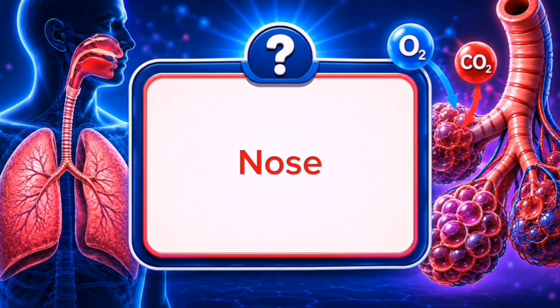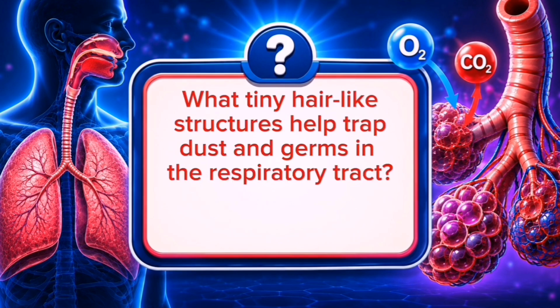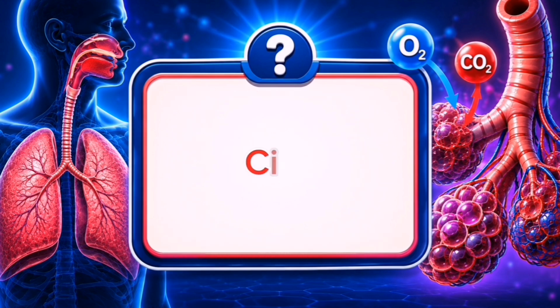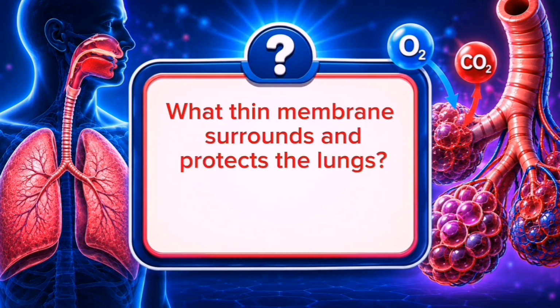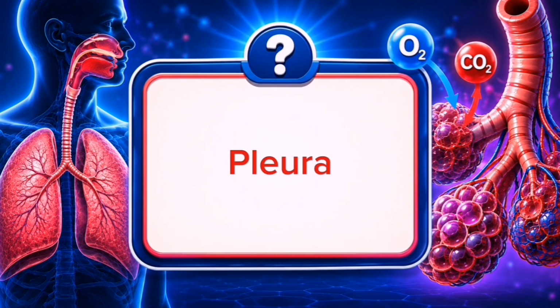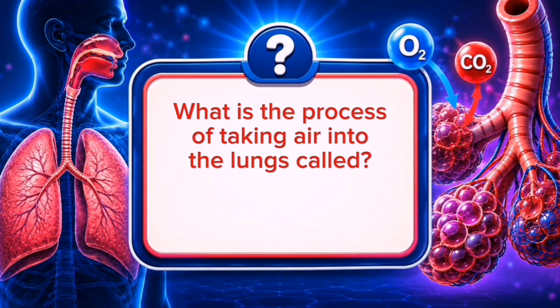Answer: nose. Question 10. What tiny hair-like structures help trap dust and germs in the respiratory tract? Answer: cilia. Question 11. What thin membrane surrounds and protects the lungs? Answer: pleura. Question 12. What is the process of taking air into the lungs called?